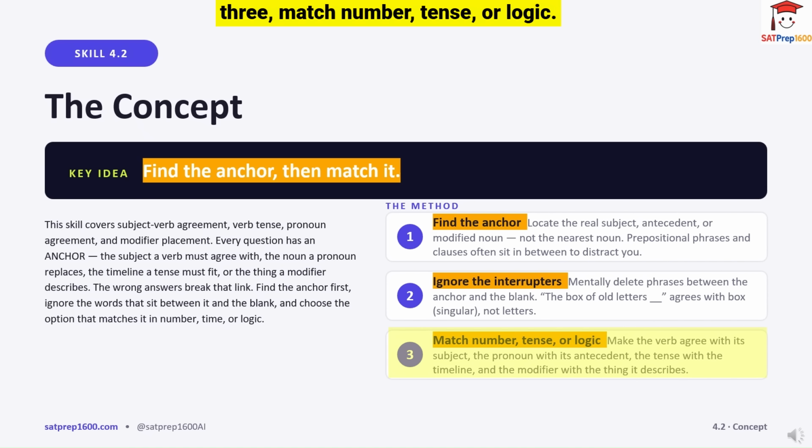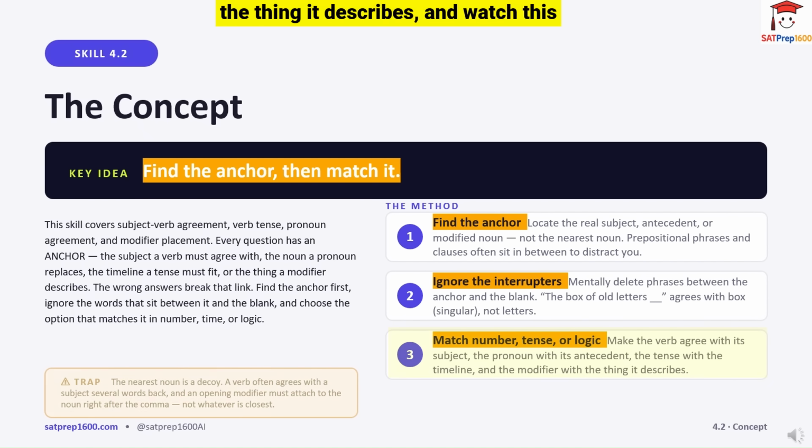Step 3. Match number, tense, or logic. Make the verb agree with its subject, the pronoun with its antecedent, the tense with the timeline, and the modifier with the thing it describes. And watch this trap. The nearest noun is a decoy. A verb often agrees with a subject several words back. An opening modifier must attach to the noun right after the comma, not whatever is closest.